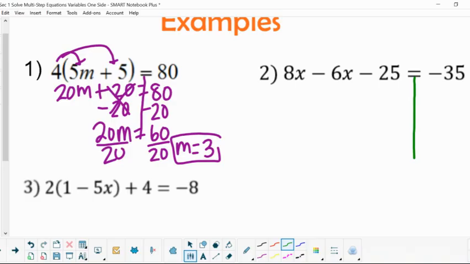Nothing to distribute. There's no parenthesis there, so that's out of the way. Let's look on the left. Do you have any like terms? Yes, we do. So let's get them together. We don't need them separate.